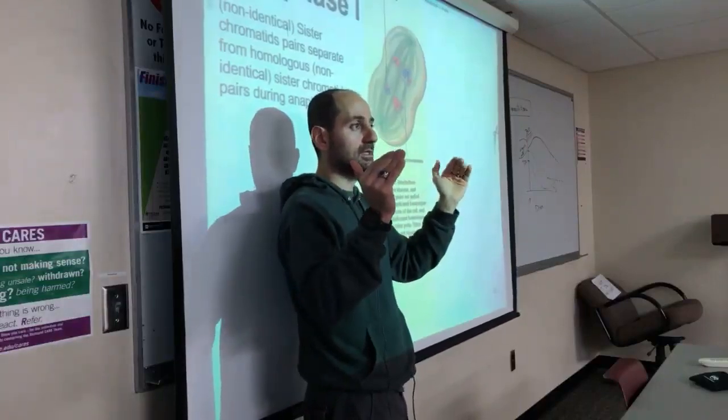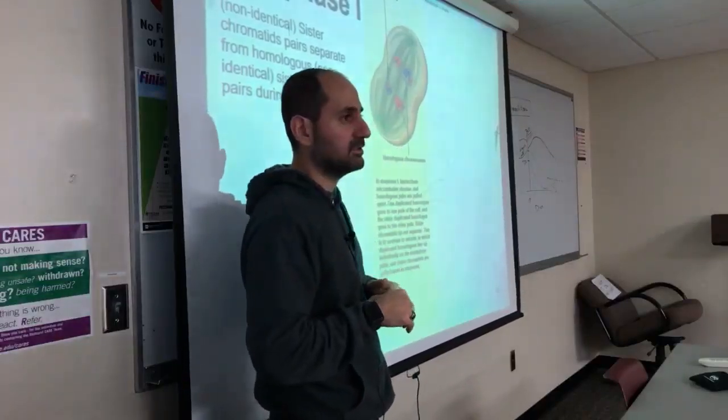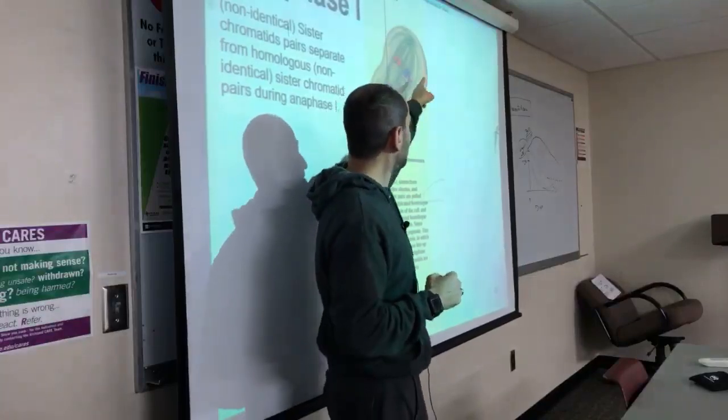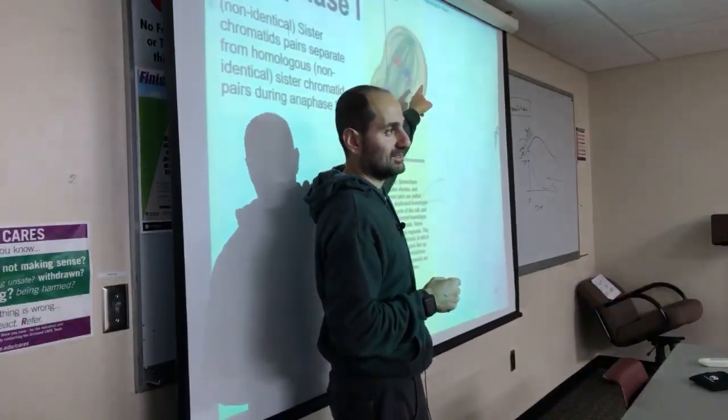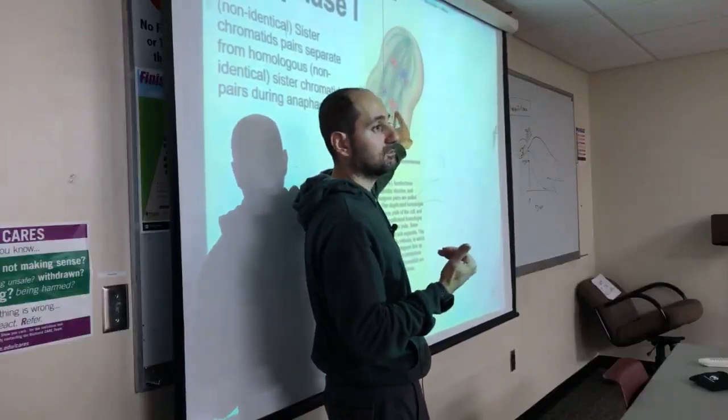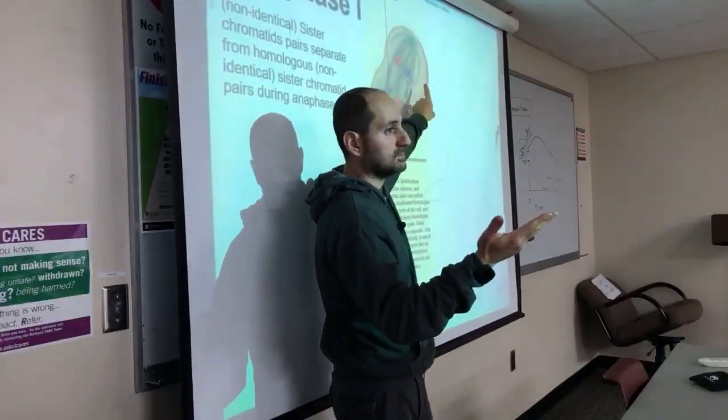Homologs separate. Another way of saying it, which is equally correct, is that this pair of sister chromatids is separating from the homologous pair of sister chromatids. Because that's what this is, right? It's this pair of sister chromatids separating from the homologous pair of sister chromatids.